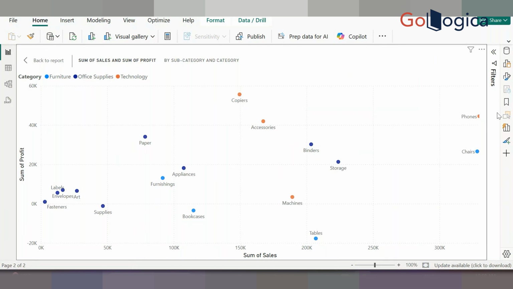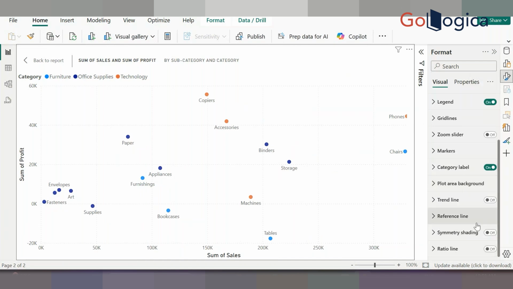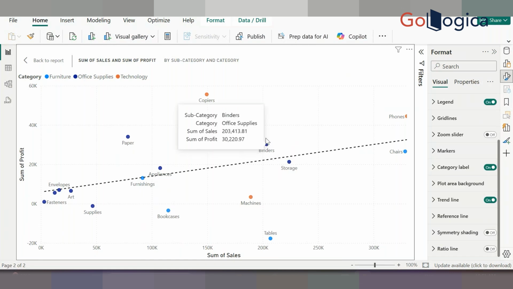Now we can draw the lines here. Say I want to see which products are in a loss. We see that supplies are below the line, so I can draw a line here. I can just go to the format, and a trend line can be added. All those products which are above the trend line have a good profit. Below the trend line is a low profit, irrespective of sales.